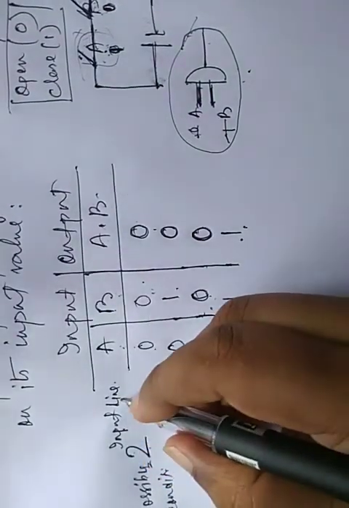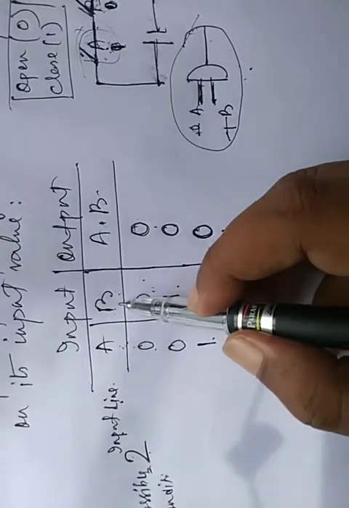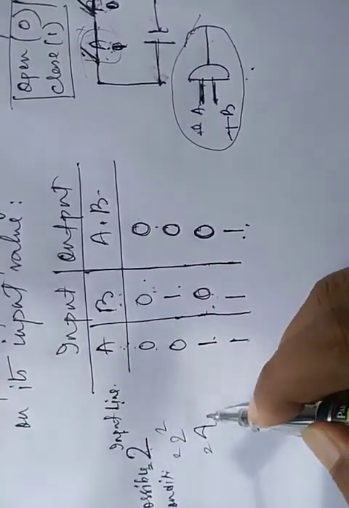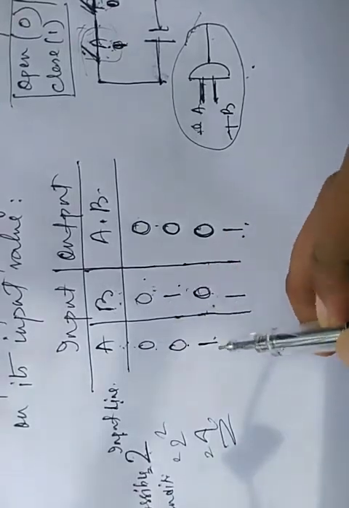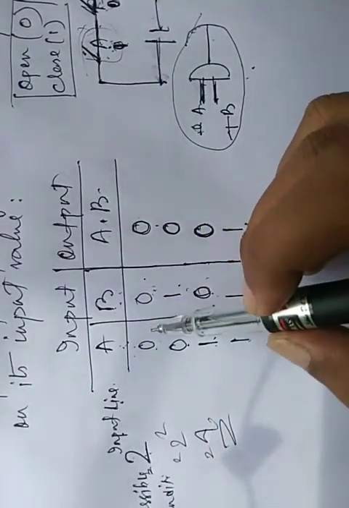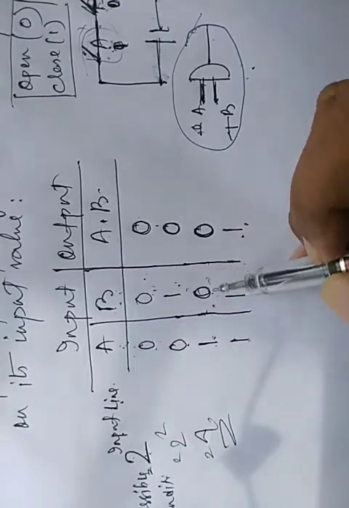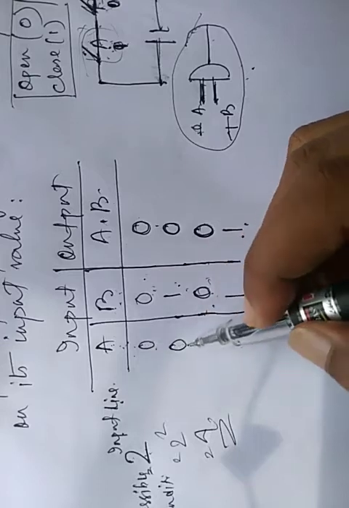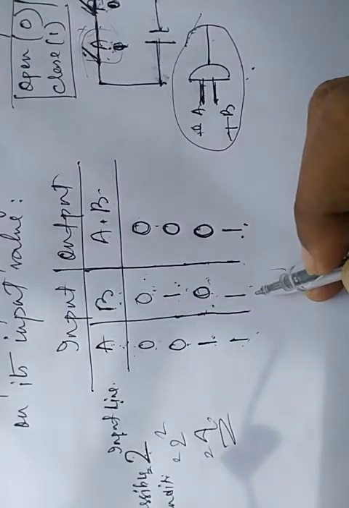2 to the power input line. So here input line is 2. That means 2 to the power 2. We get 4 possible conditions: 0 0, 0 1, 1 0, 1 1. You must remember these things. If you can't remember 0 0, 0 1, 1 0, 1 1, you can remember it this way: A value is 0 0 1 1, B value is 0 1 0 1.